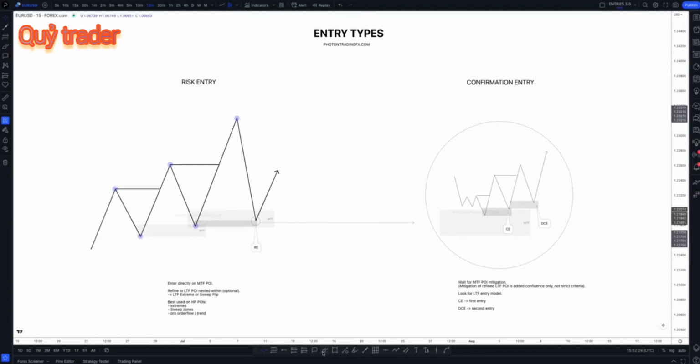Essentially, we can split them up between what we call a risk entry and a confirmation entry. Now I won't get too caught up in the names of all of these things, but it will hopefully make a little bit of sense as we dive into it.